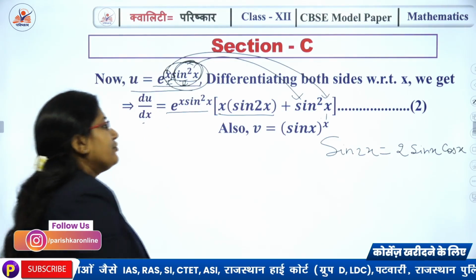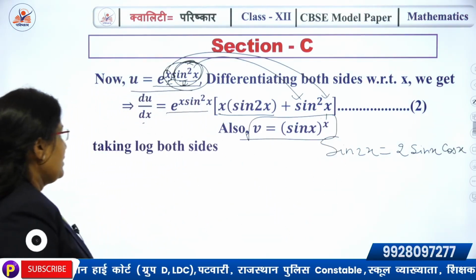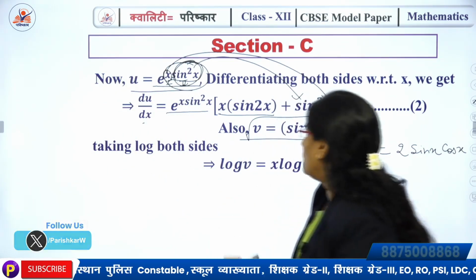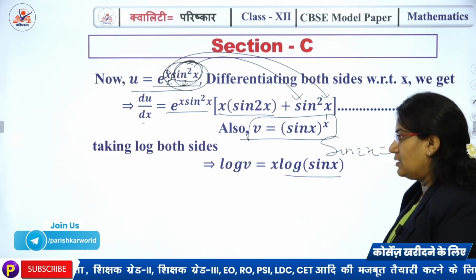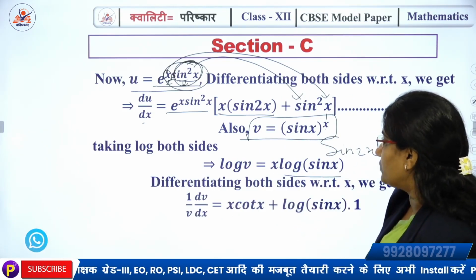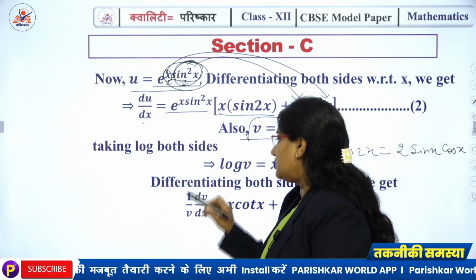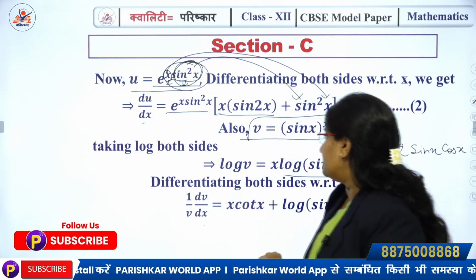Also, given that v is equal to sin x to the power x, taking log both sides, log v is equal to x log sin x. Now differentiating both sides with respect to x, we have the differentiation of log v is equal to 1 upon v, and the differentiation of v with respect to x is dv by dx.